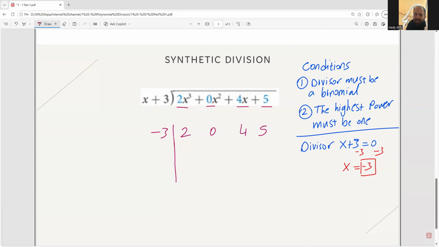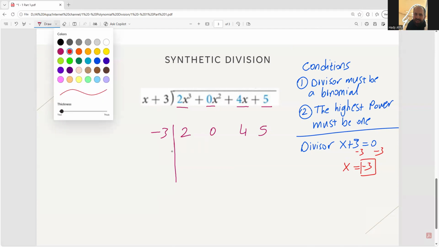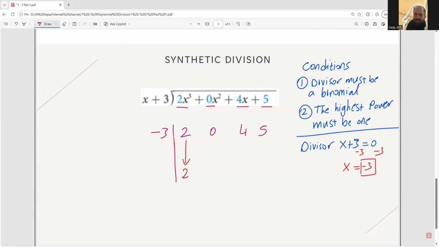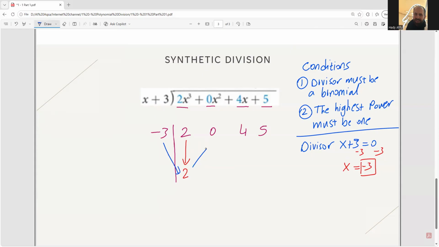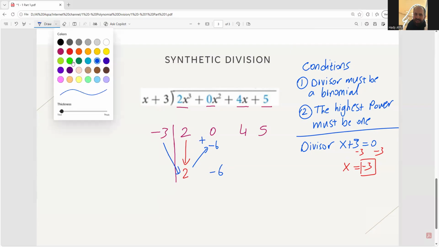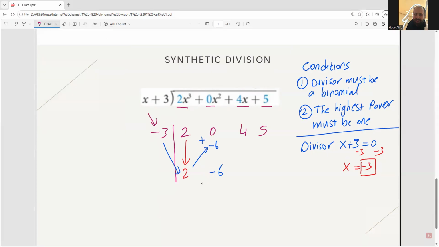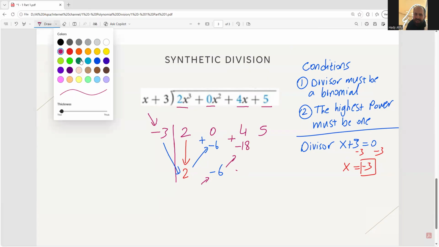And then the first step is always dropping the 2, going down here. After which I'm going to multiply the negative 3 with the 2. I will get negative 6. And then I'm going to add 0 to negative 6. You're going to get negative 6. Then I'm going also to multiply the negative 3 with negative 6. You're going to get negative 18. And then I'm going to add again. 4 plus negative 18, you're going to get negative 14.